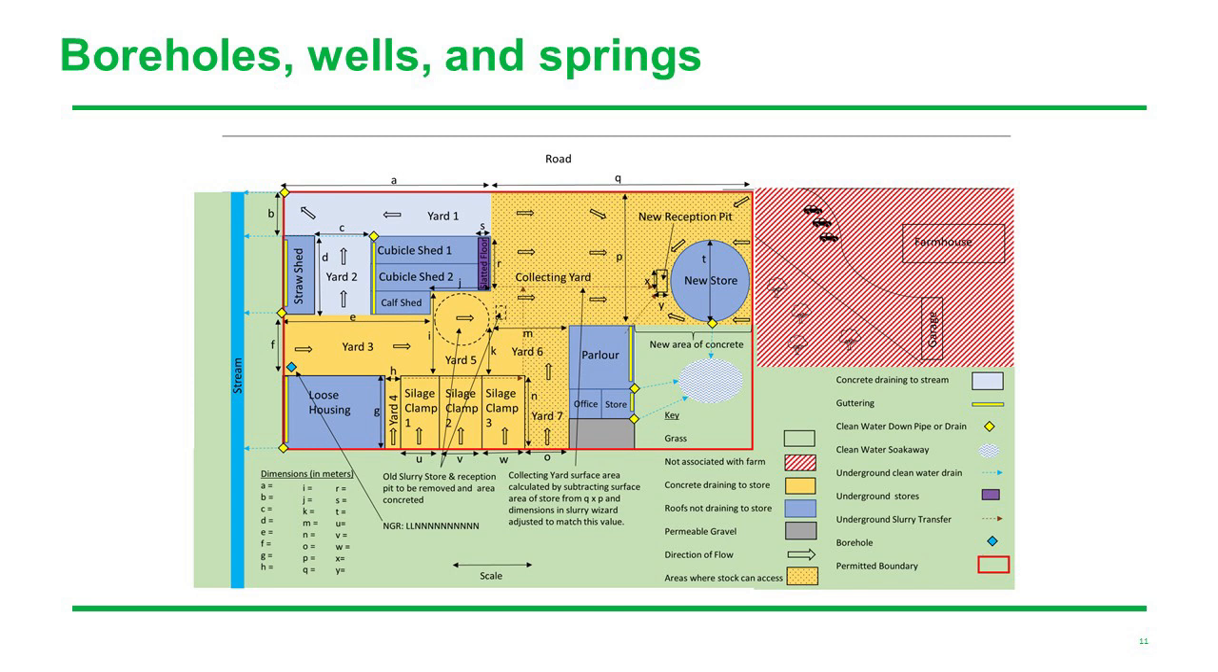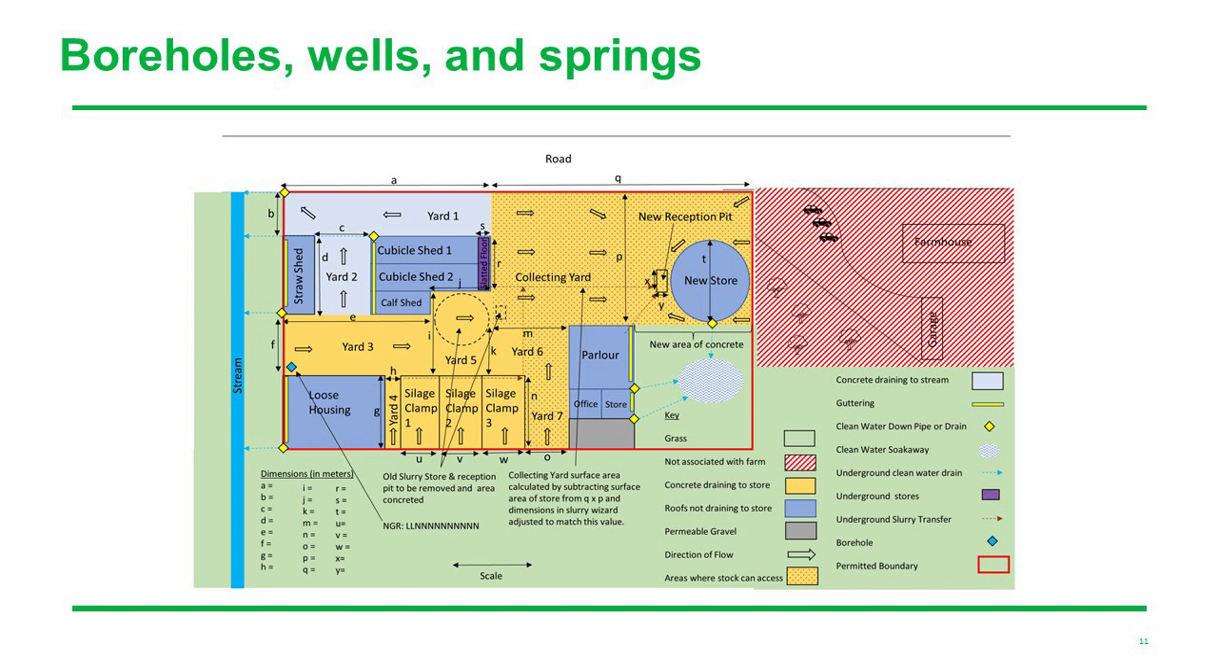You must include the location of any boreholes, wells, or springs you are aware of on your holding. This image shows the addition of boreholes to the site plan by using a blue triangle. This symbol has also been added to the key. Boreholes, wells, and springs are important as they are susceptible to pollution by slurry. Your slurry cannot be stored within 50 metres of these features.